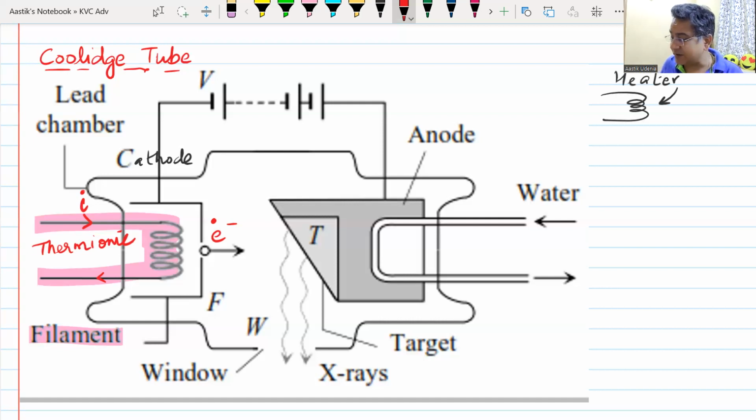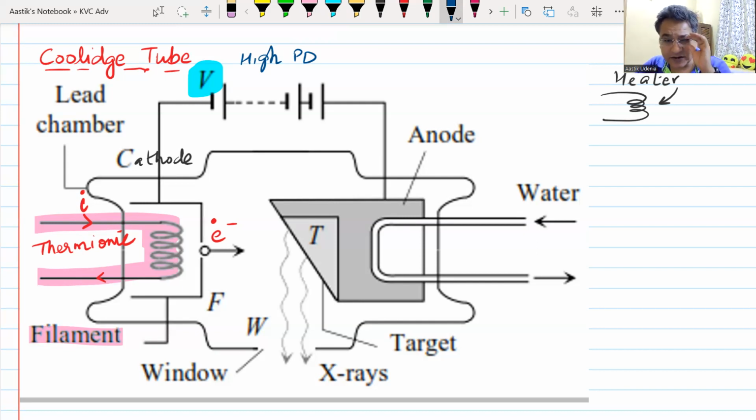Now comes the second element, and the second element is the potential difference V. Should this potential difference be very high or very low? High. The potential difference should be very high. Why should it be very high? For the electrons to gain high energy. The electron should gain a very large kinetic energy because we need very fast moving electrons. So this is the purpose of this battery.